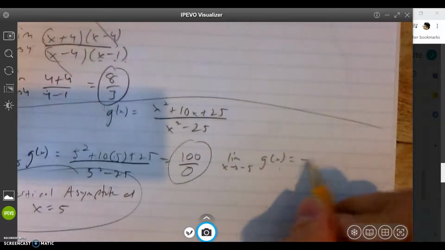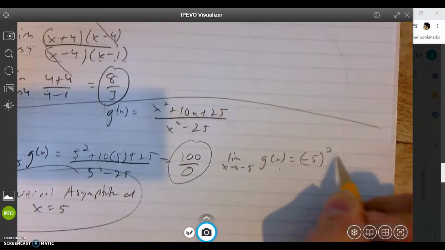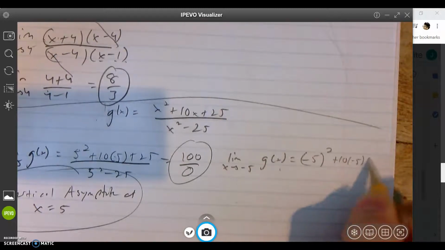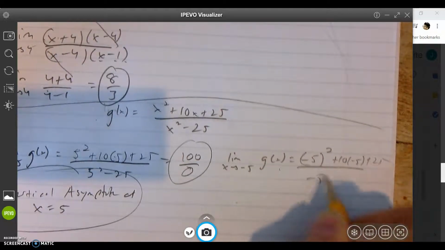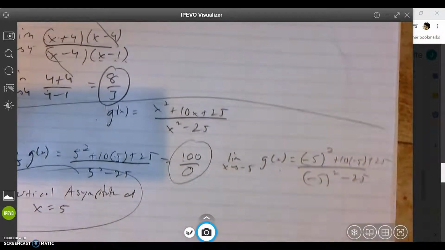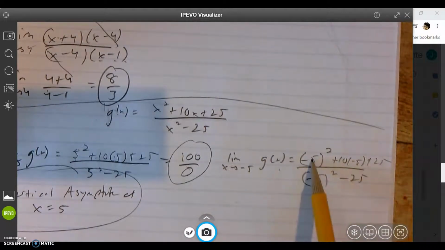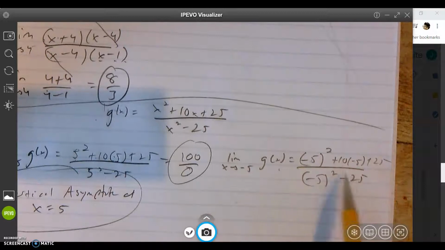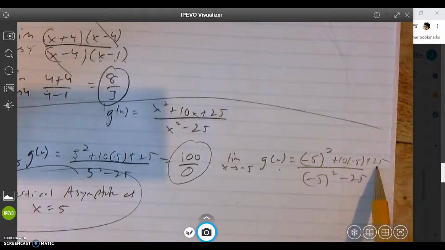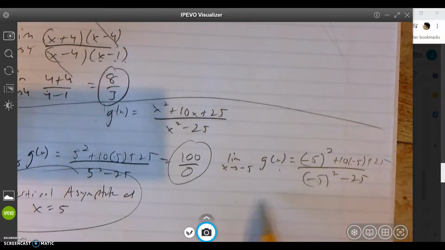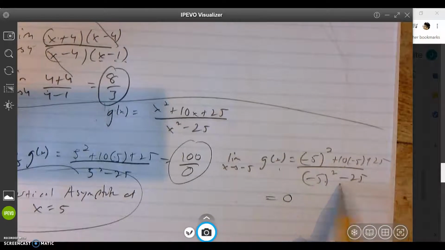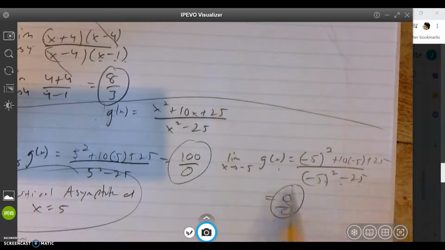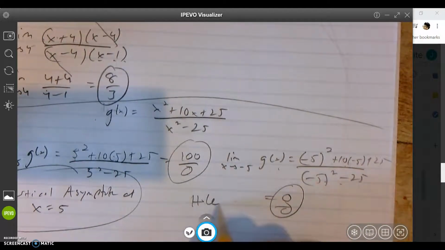All right, let's plug it in. Negative 5 squared plus 10 times negative 5 plus 25 over negative 5 squared minus 25. This is 25. This is negative 50. So 25 plus negative 50 is negative 25. Plus 25 is 0. And this is 25 minus 25. So you get 0 over 0. Hole at x equals negative 5.